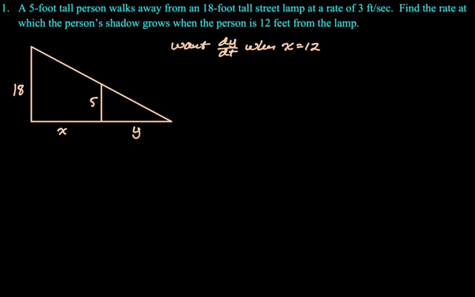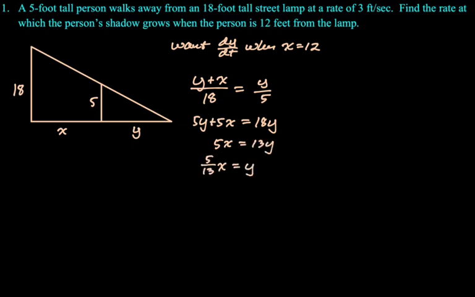All right, so I'm going to do some similar triangles. I'm going to start with the biggest triangle. I'm going to do the horizontal distance, which is x plus y, over the vertical distance, which is 18. Should be equal to, look at the smaller triangle, y, the horizontal distance, over 5, the vertical distance. So we have this. It's easier if you rearrange this. So I'm going to multiply through by 5 and multiply by 18 and get this. Keep going, get that 5x is 13y. And so we definitely know that 5/13 x is equal to y.